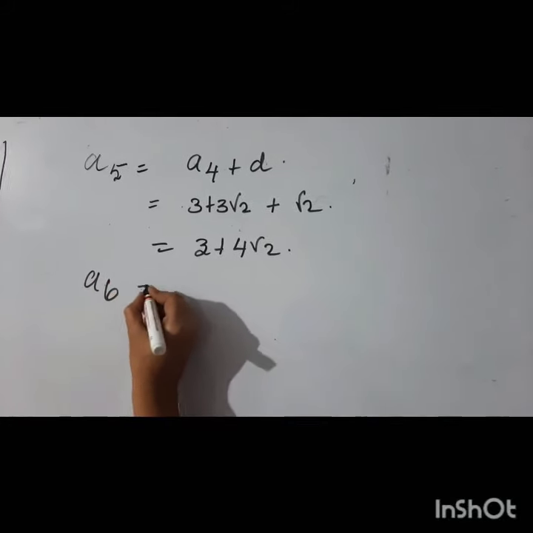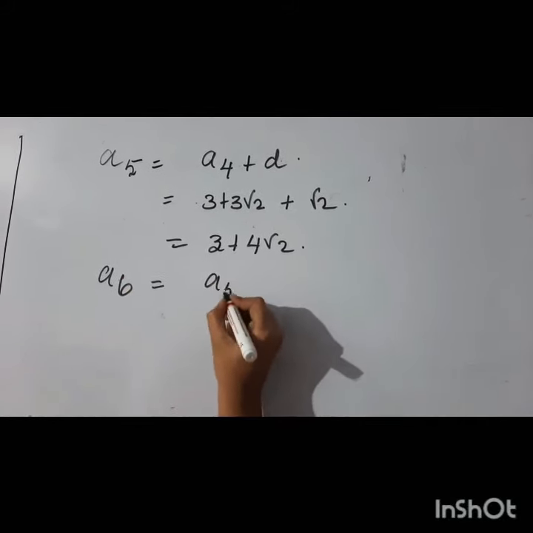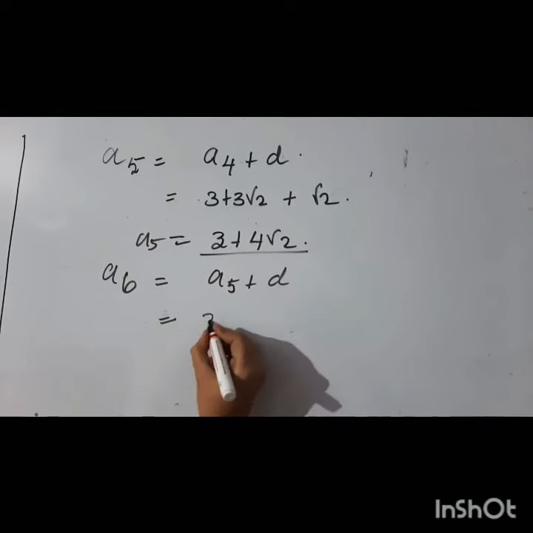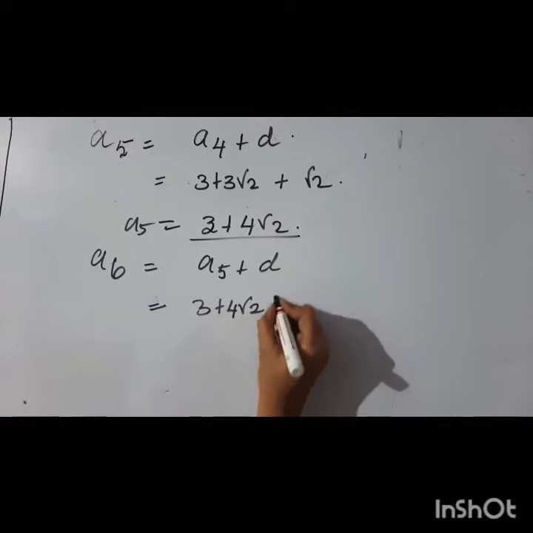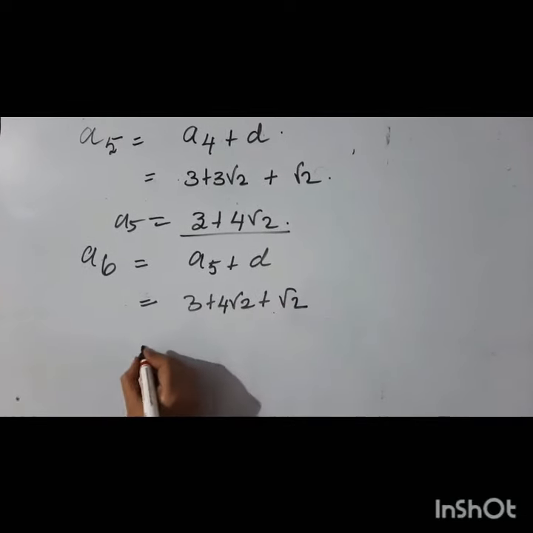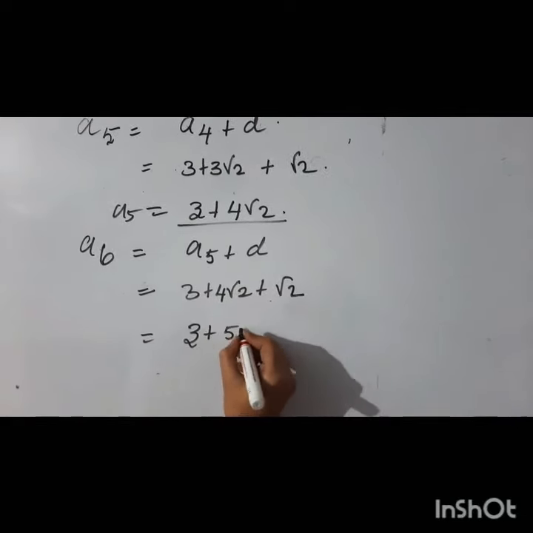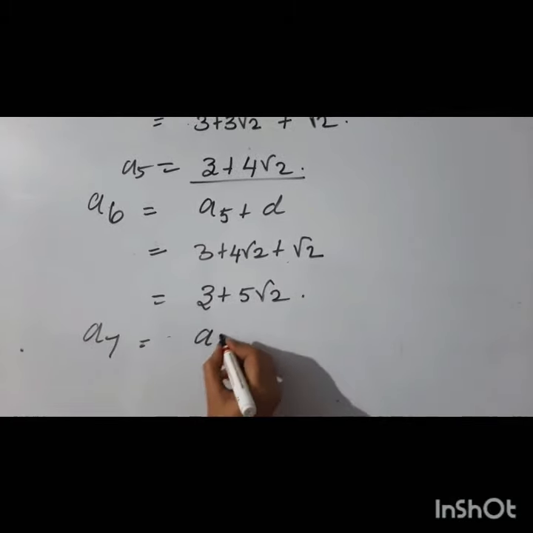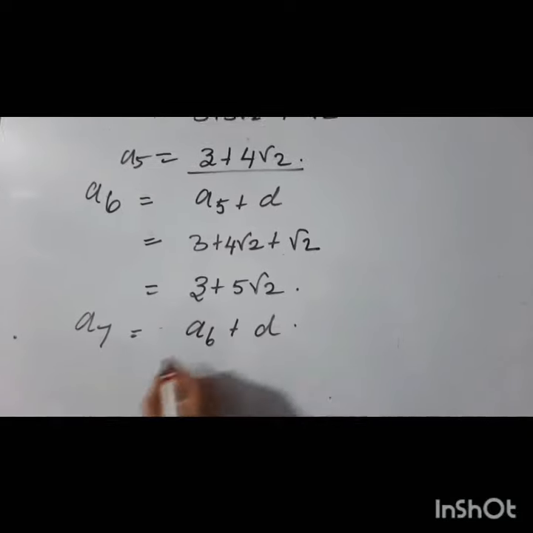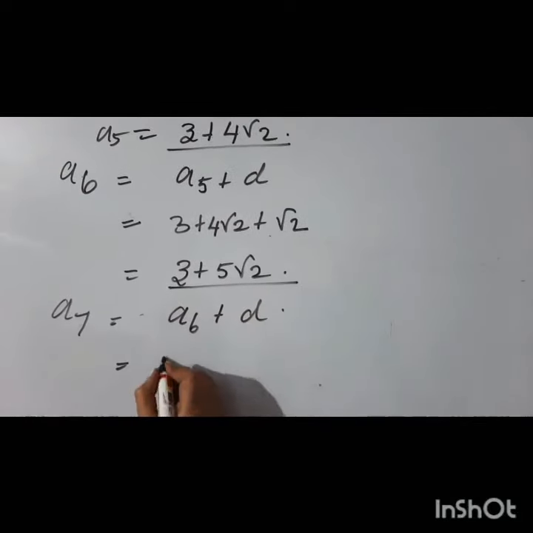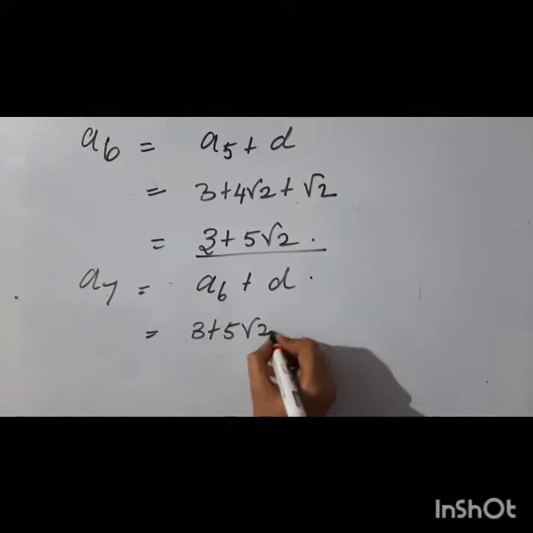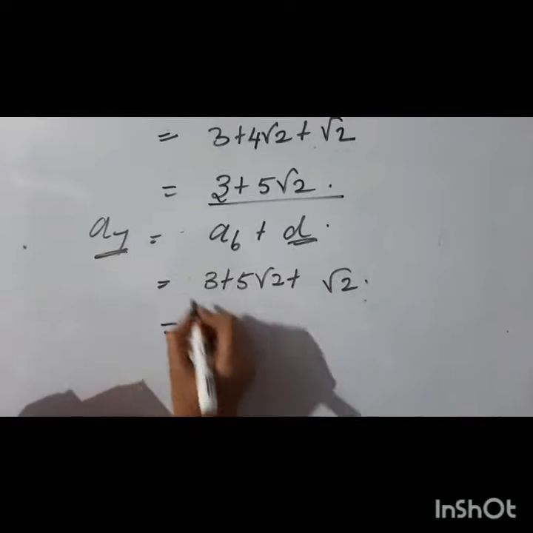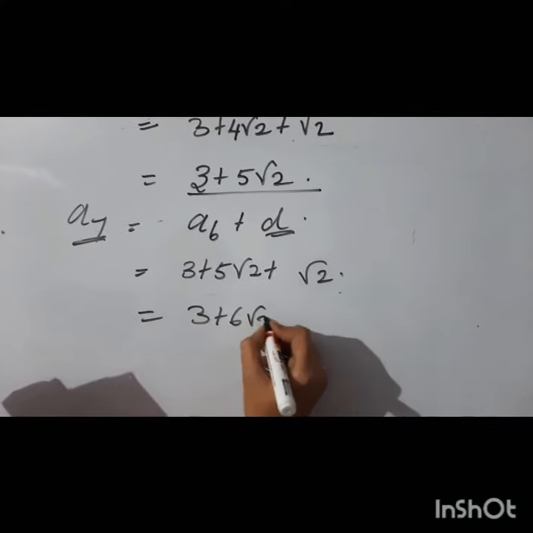What is your next term? A6. How will you get A6? A5 plus D. What is A5 now? A5 is 3 plus 4 root 2. What is the common difference? Root 2. So what will you get? 3 plus 5 root 2. What is your next term? A7. What is A7? A6 plus D. What is your sixth number? That is 3 plus 5 root 2. With that, what is your common difference? Root 2. What is your seventh term then? 3 plus 6 root 2.